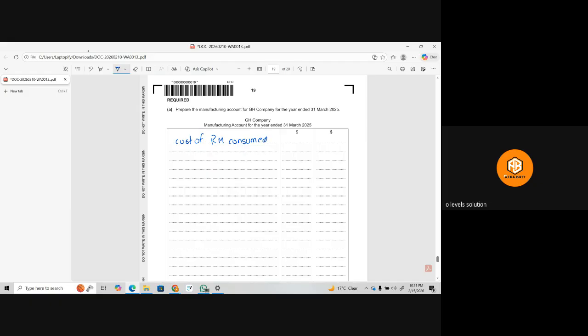In the cost of raw material consumed, we usually write the opening inventory.